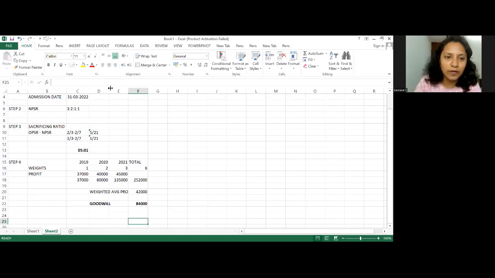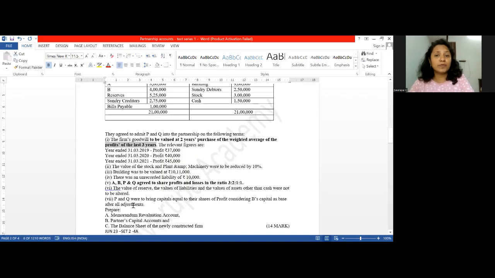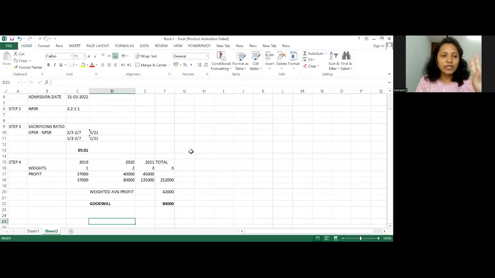Now for the goodwill of the firm, in the question they have not mentioned that the goodwill should be brought into the books of accounts. Whenever nothing is mentioned, only that goodwill is valued at so and so rate or using so and so method, then we have to assume that the goodwill has to be adjusted through the partners' capital accounts. So here two partners are getting admitted, one is P and one is Q.